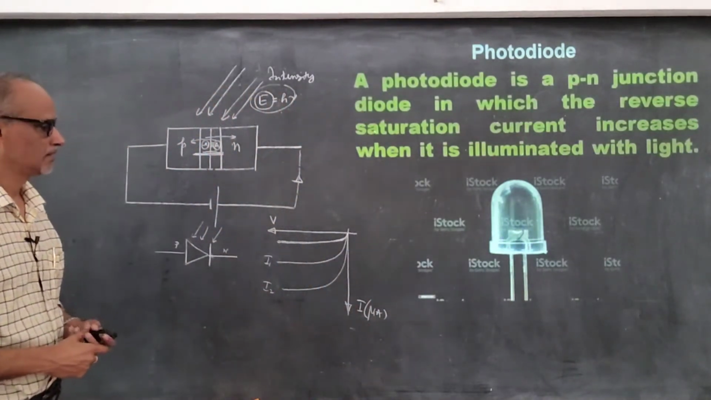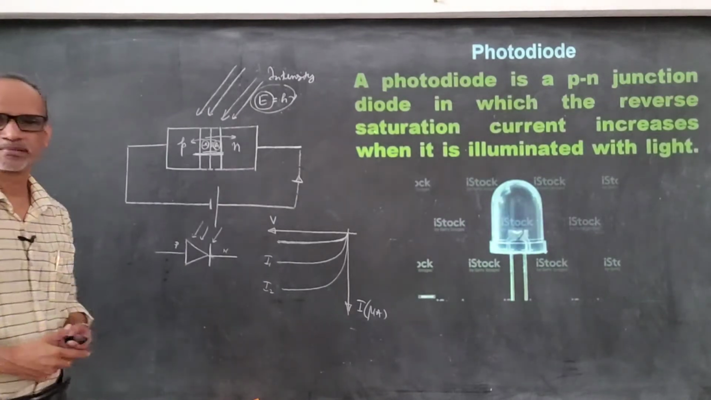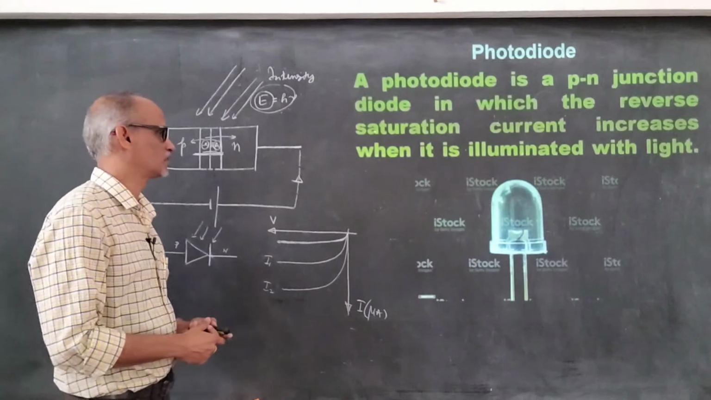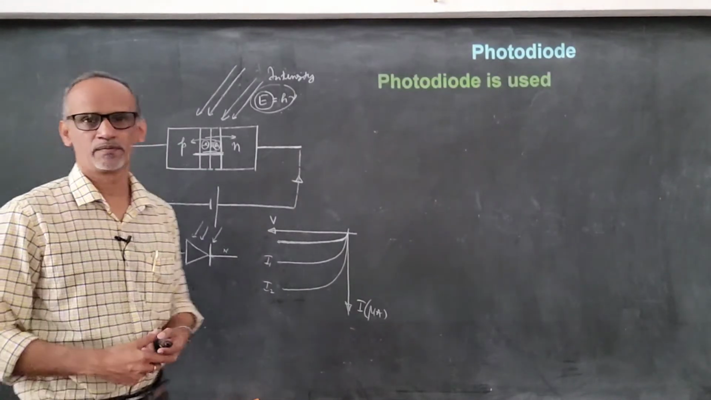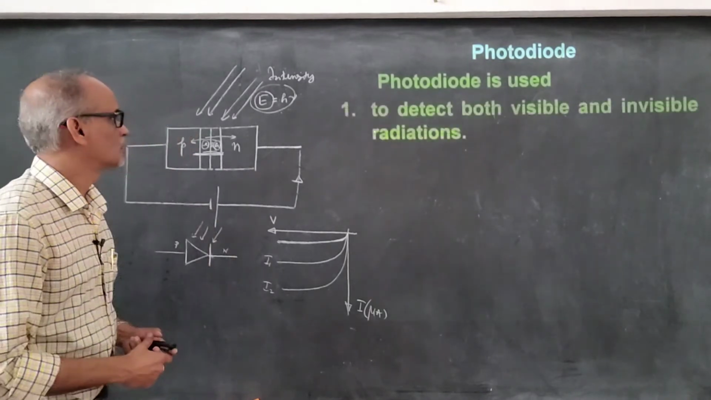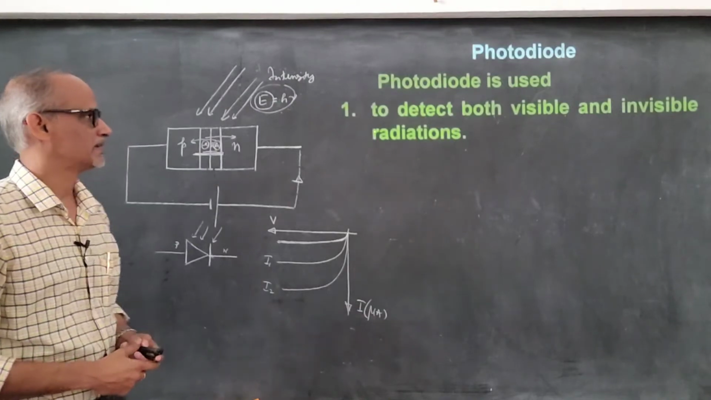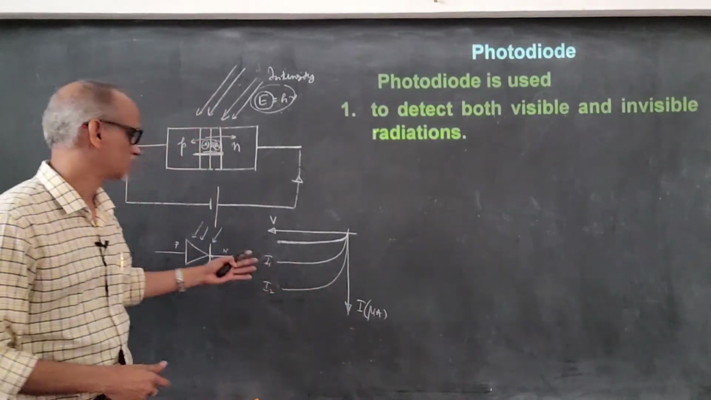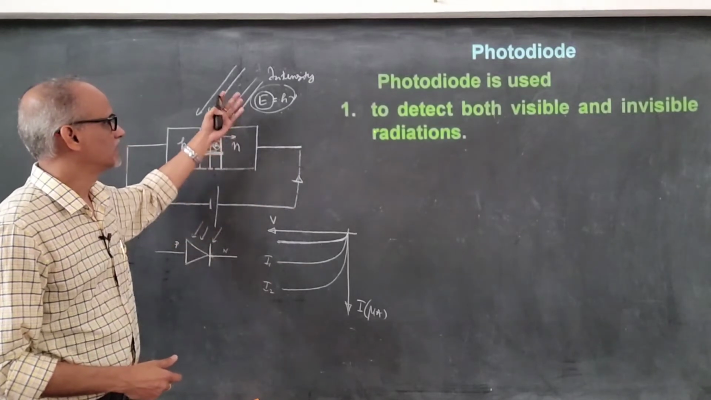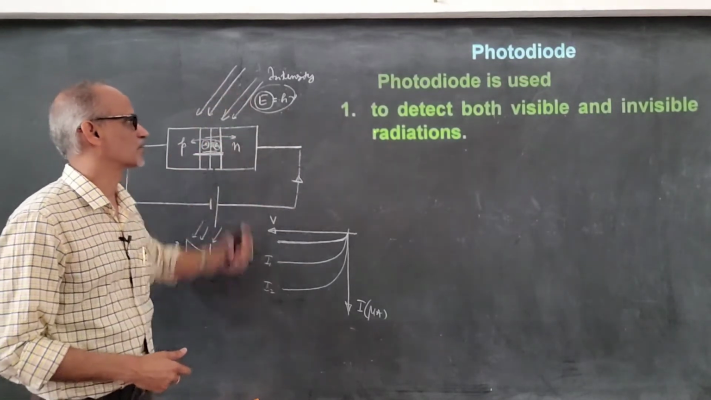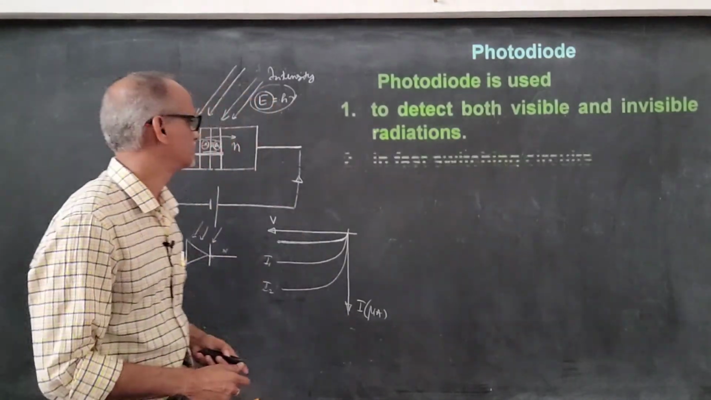So, this is the device which looks like an LED, but it is basically a photodiode. Now, where do we use this photodiode? Photodiode is used to detect both visible and invisible radiations. As I have mentioned here, by measuring the current we can measure the intensity. That is why it is used to detect the presence of visible and invisible radiation.